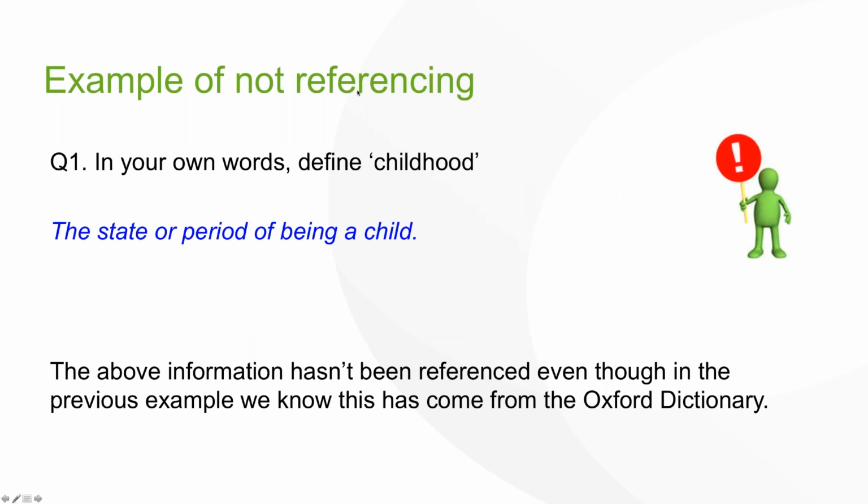So let's look at an example of not referencing. We have the same question again. Question 1, in your own words, define childhood. And we have the answer as the state or period of being a child. Now, this above information hasn't been referenced, and we did see it in our previous example. So we know this comes from the Oxford Dictionary. In this case, this would be deemed as plagiarism, because we can easily see it does come from another source and it's not your own words. So we have to be careful to actually add the reference in if we're going to use it.